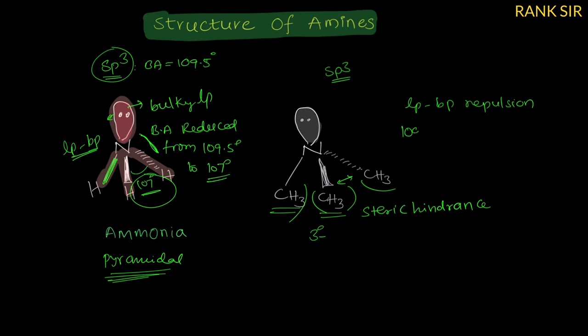So from 109.5 degrees it comes to 107 actually, but due to the opening or repulsion between the methyl groups, it becomes 108 degrees, a little greater in amines when bulkier groups are present. So this is about the structure and bond angle. Keep in mind the bond angle is a little greater compared with ammonia. Lone pair bond pair repulsion will be there, and extra steric hindrance will be there between the alkyl groups or methyl groups.